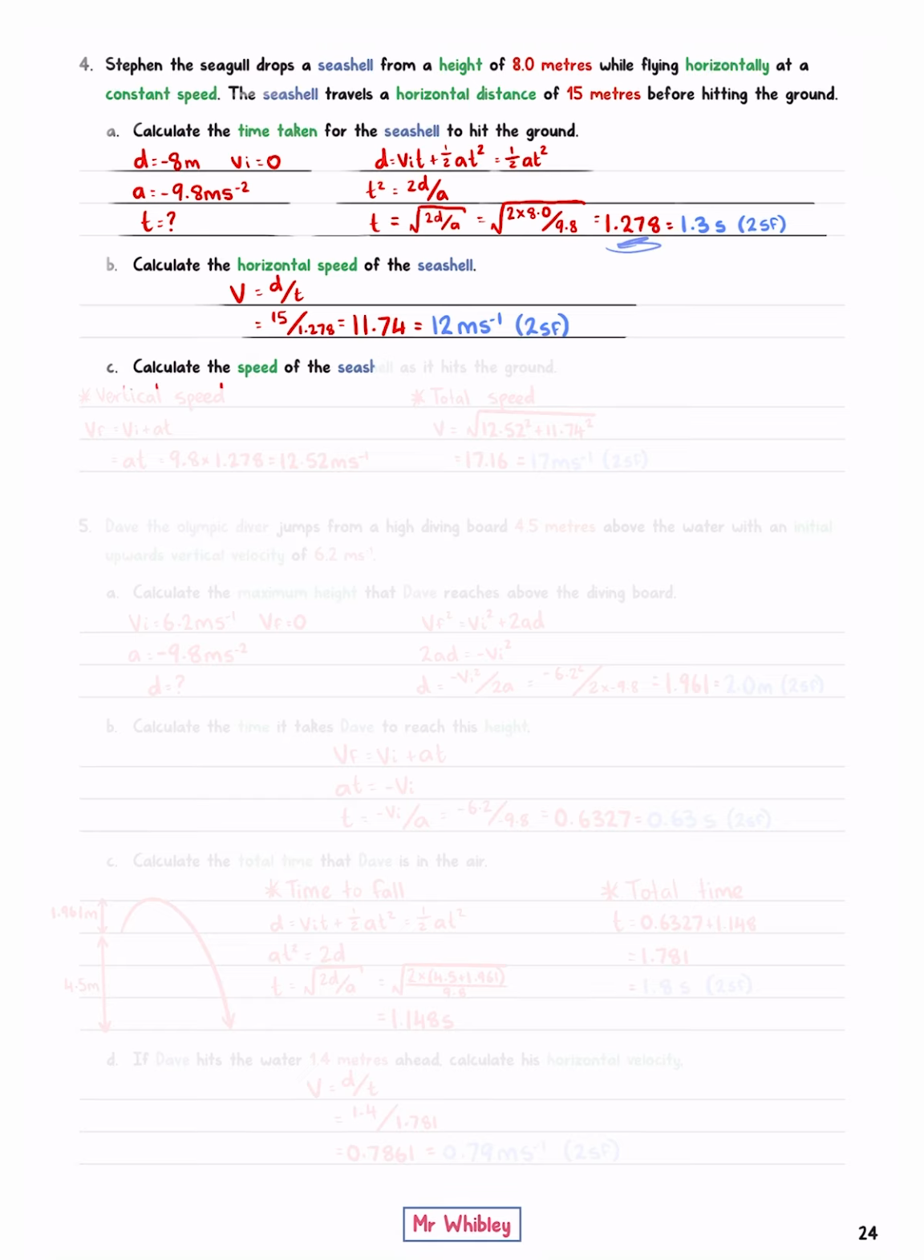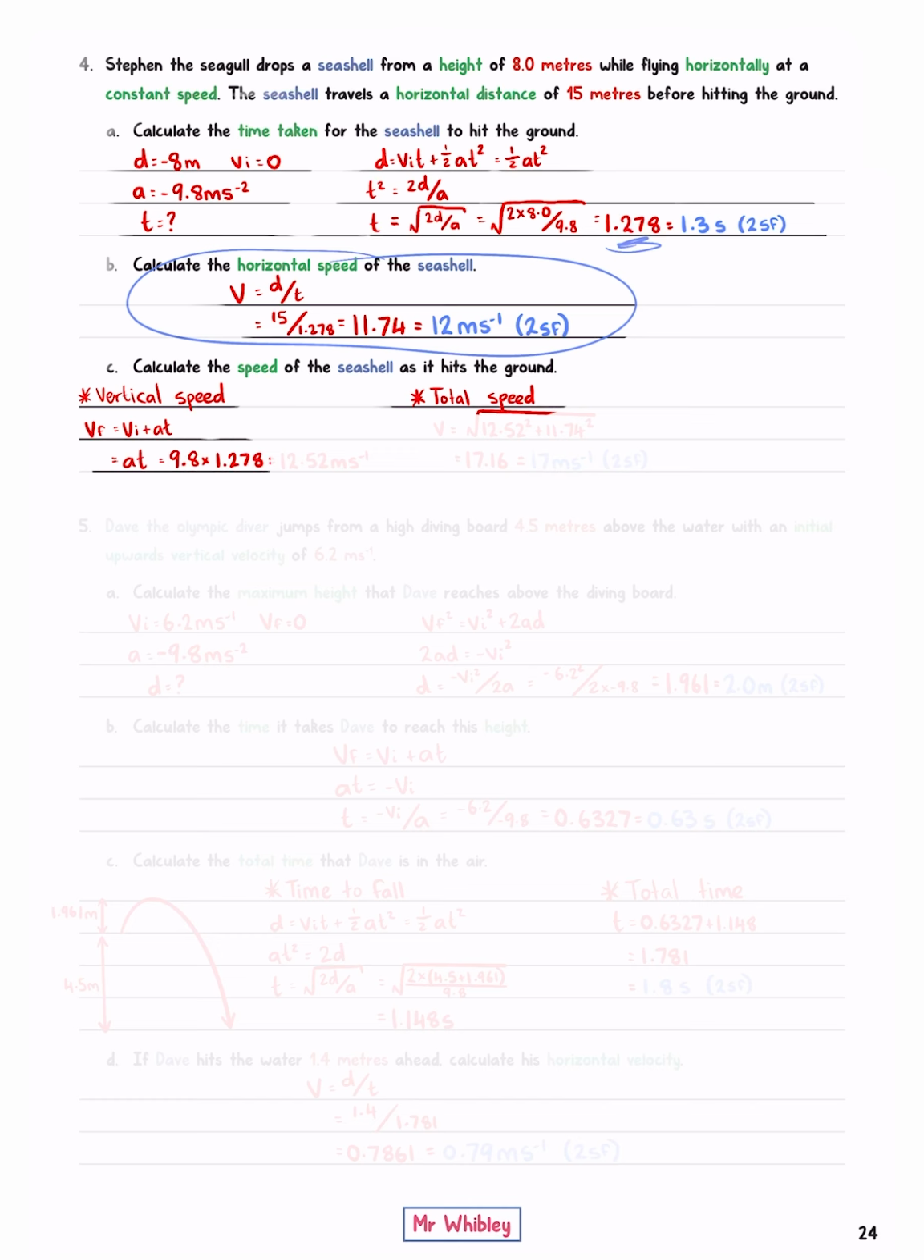Calculate the speed of the seashell as it hits the ground. To find the total speed, we need both the horizontal speed, which we've already found, and also the vertical speed, which we haven't yet. The vertical speed can be found with this equation here. Vi is 0, so that gives us at. Putting in our numbers gives me 12.52 meters per second. The total speed is the hypotenuse of our vertical and horizontal speeds, which gives me 17.16 or 17 meters per second to two significant figures.